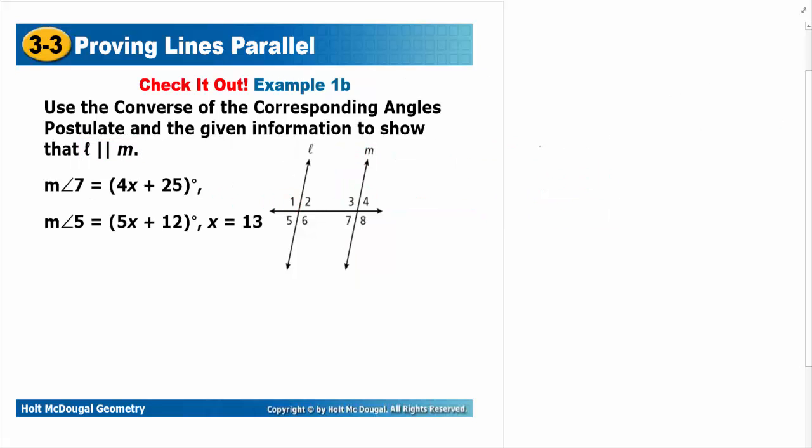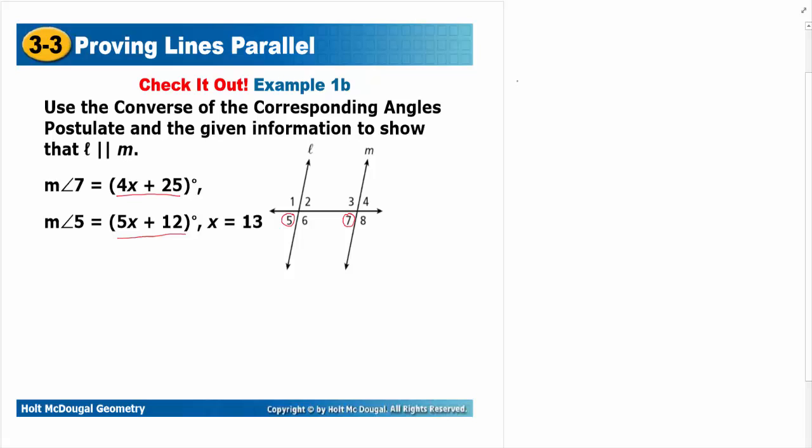Alright, moving on. Same example, now example 1B. Now they're giving us measurements for angles, so in this case we're going to solve it algebraically. We're answering the same question. We need to show that L and M are parallel. Here we have angles 5 and 7, which are corresponding. So if L and M are parallel, then these angles have to be congruent.